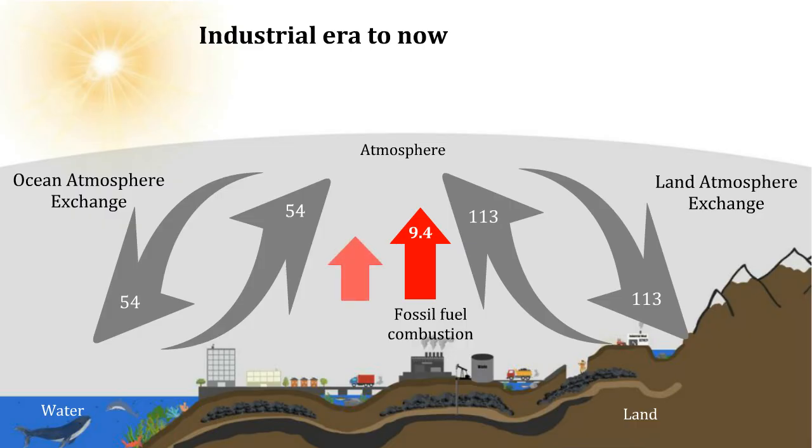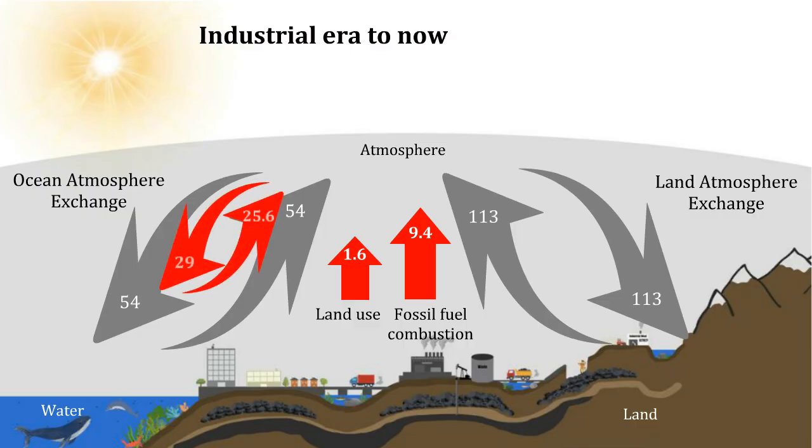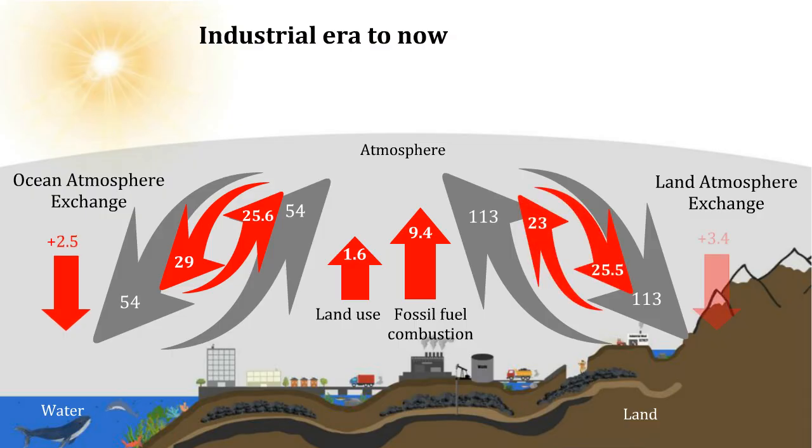We released another 1.6 billion tons each year by disrupting the land, by clear-cutting forests, building cities, and agricultural practices like tilling that remove carbon from soil. Mother Nature does her best to keep up and restore balance. Oceans absorb an extra 2.5 billion tons of carbon from the air, and land ecosystems absorb another 3.4 billion tons.